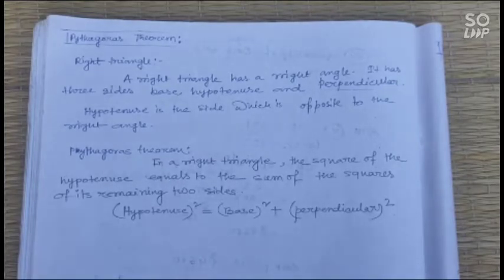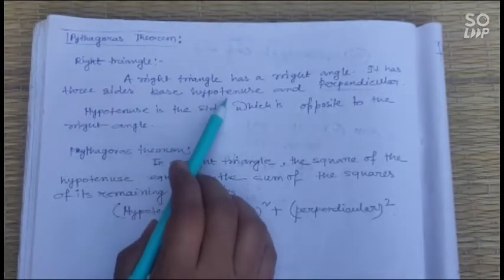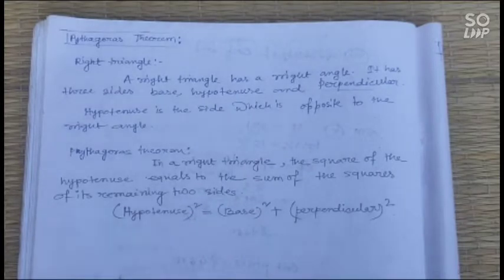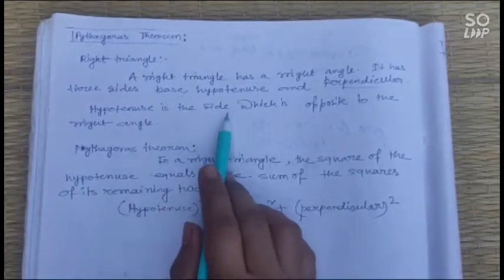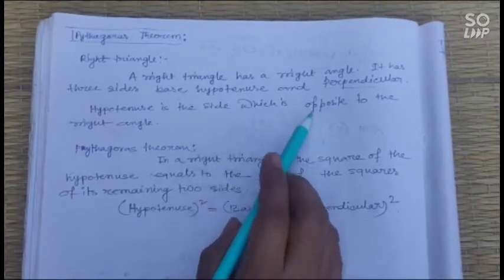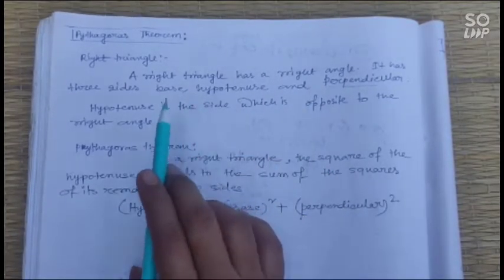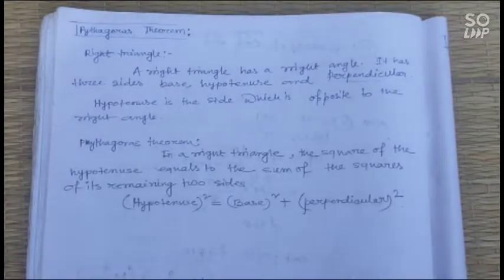Okay, what is called hypotenuse? Which side is called the hypotenuse of a right angle triangle? Hypotenuse is the side which is opposite to the right angle. So which side is opposite to 90 degree in a right triangle, that side is called the hypotenuse.